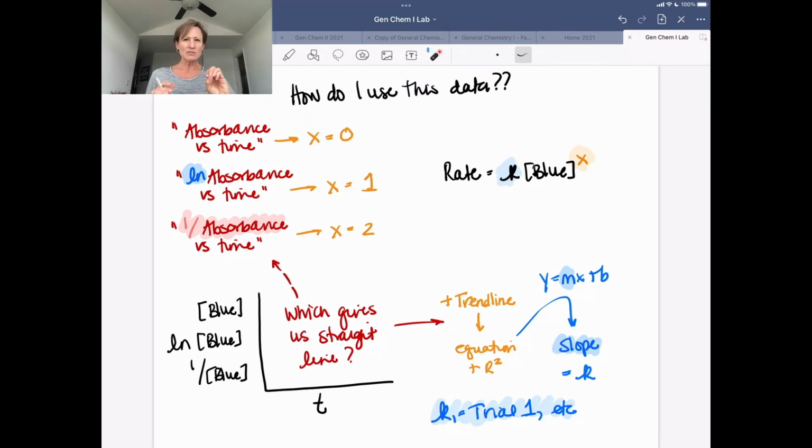Each of the 4 trials is going to have a plot that looks the straightest, and that gives you the reaction order. Now, as a heads up, they should be the same one. You shouldn't have one trial that tells you it's 0 order, and then another trial.